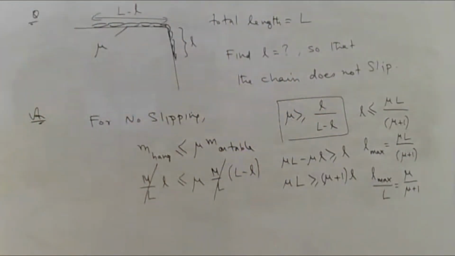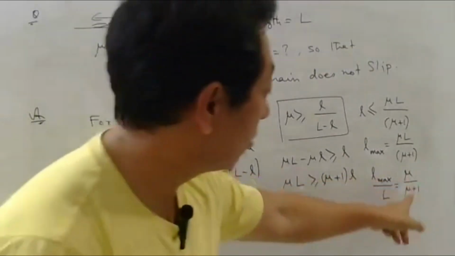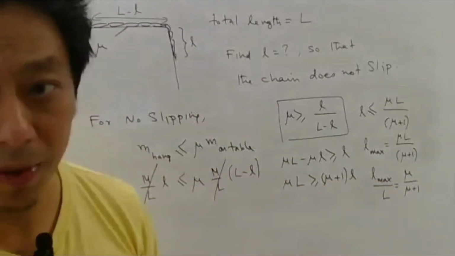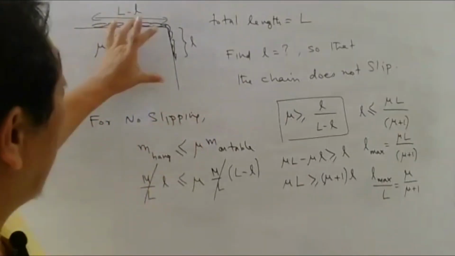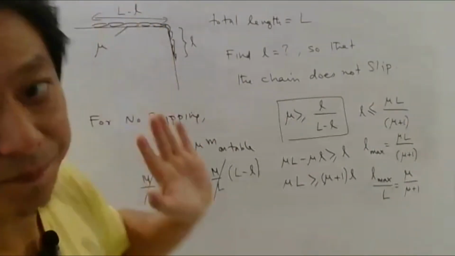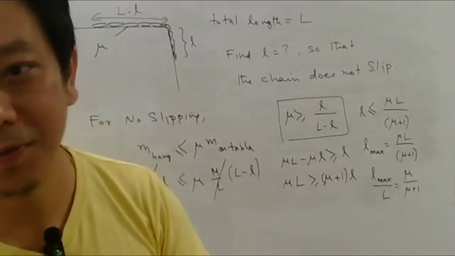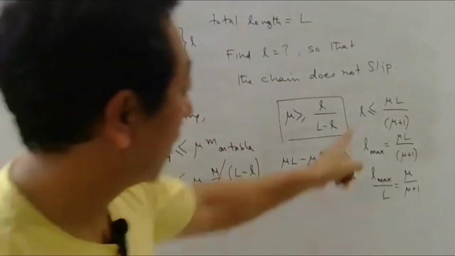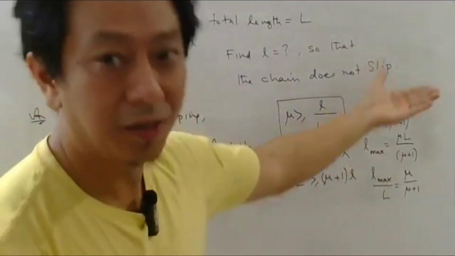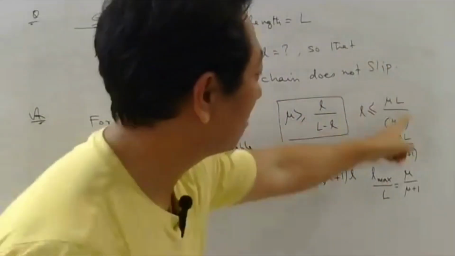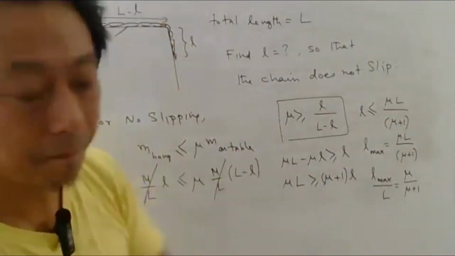Okay, so let's take some example. Let's say mu is 1. So 1 by 1 plus 1, 1 by 2, 0.5, which is 50%. Meaning maximum 50% can hang. Slightly more, it will slip. Less than that, no problem, right? So if l is less than this number, no problem, but it should not be greater than this number. So this is the maximum value of the length which can hang without slipping.